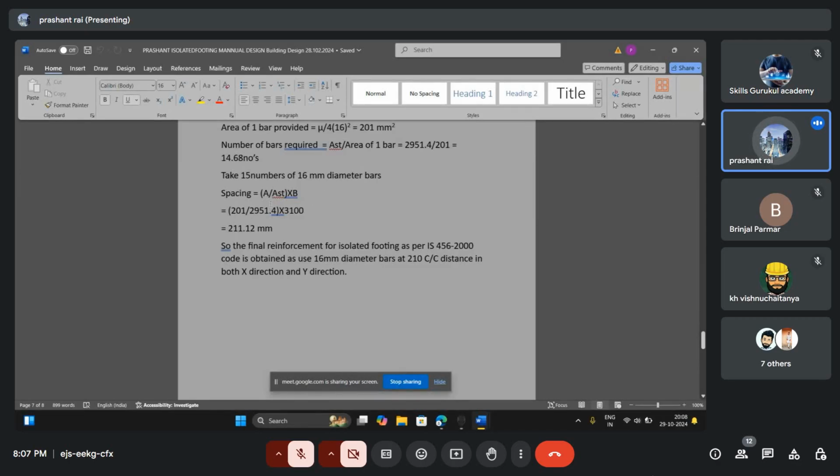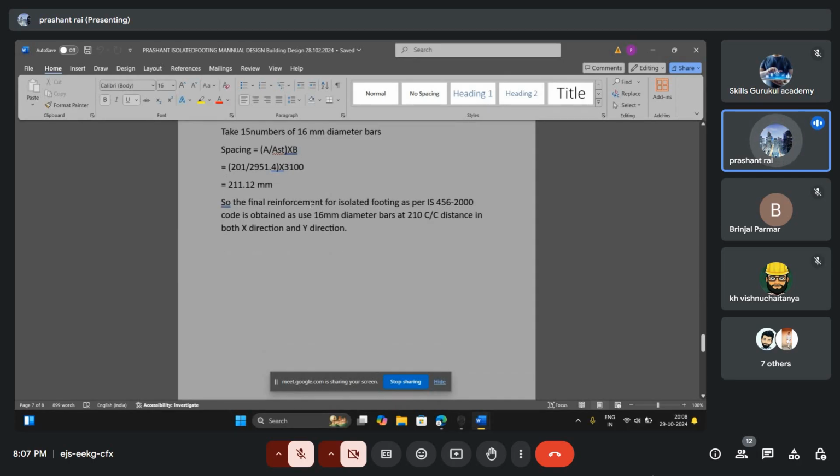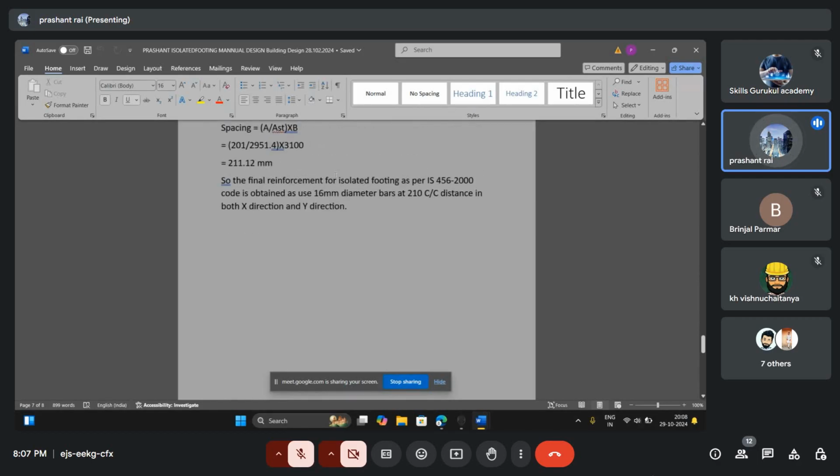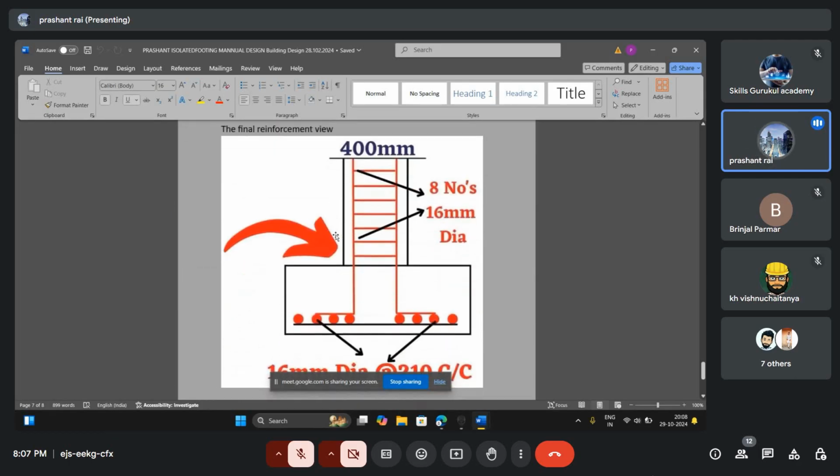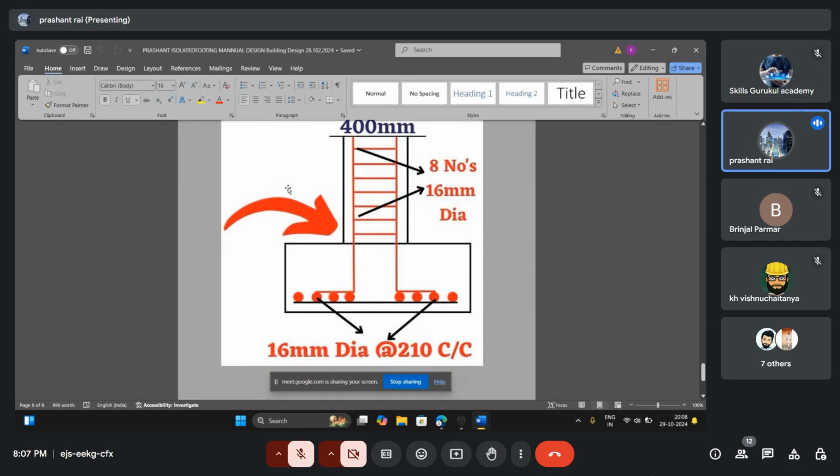Spacing is equal to the area of one bar divided by the area of steel, multiplied by the breadth. So we have a final value of reinforcement of 211.12 mm. So the final reinforcement of the isolated footing as per Indian Standard 456-2000 code is obtained: use 16 mm diameter bars at 210 center to center distance in both the x and y directions. So this is the final reinforcement view, you can see.